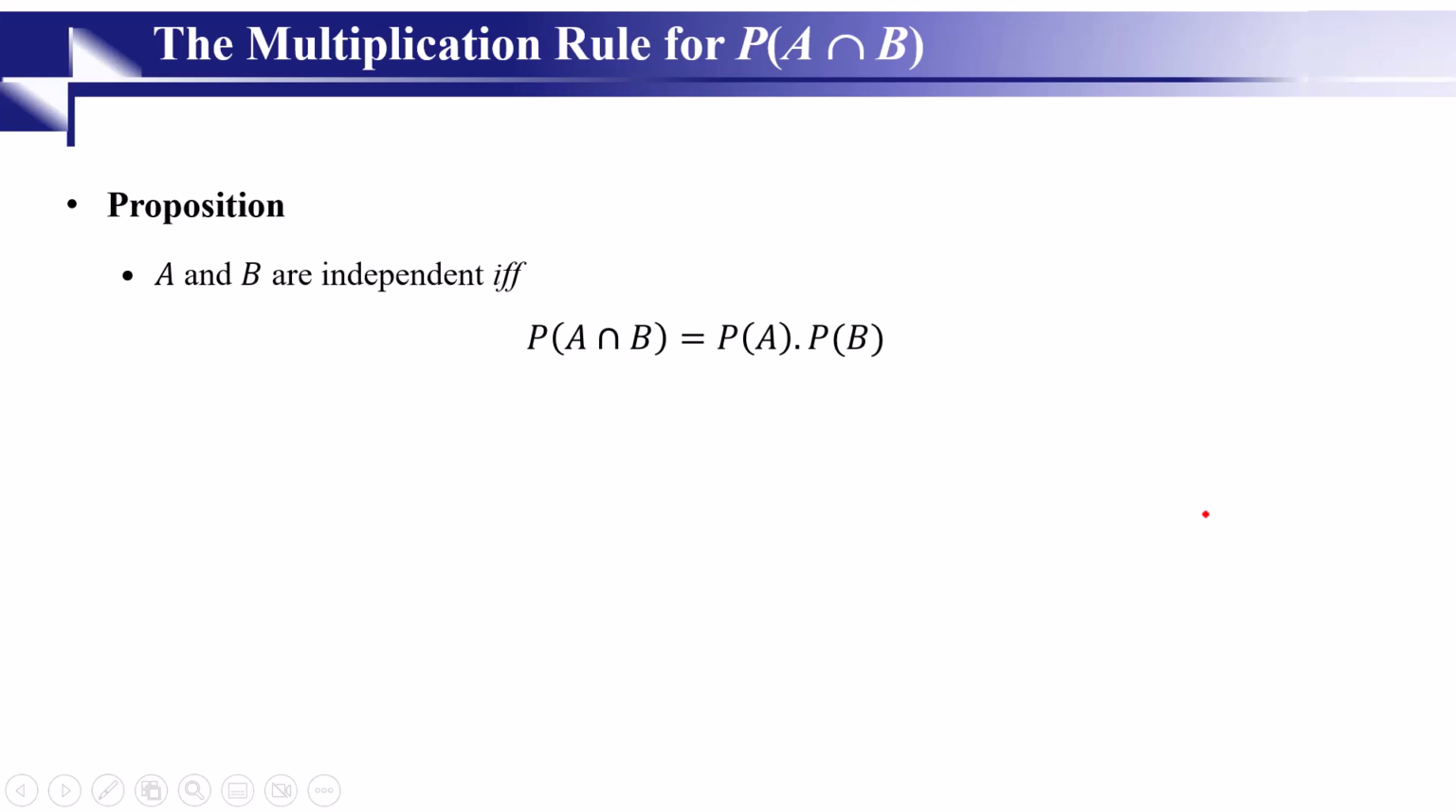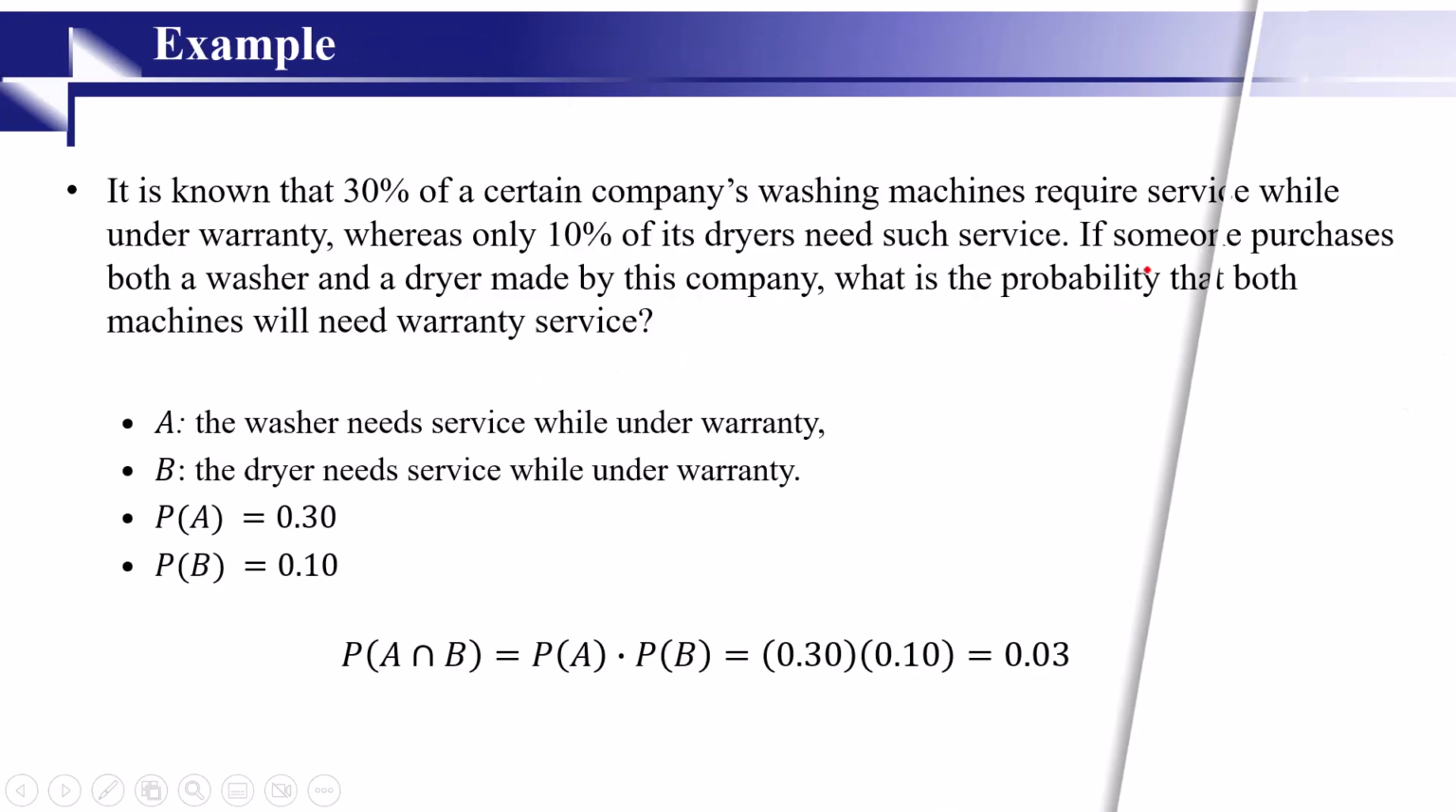For independent events, the multiplication rule gets even simpler. If A and B are independent, right, then probability of A cap B is just equal to probability of A multiply probability of B. No conditional stuff here. This proposition is key. It's both a definition and a test for independence. So we say if A and B are independent, then probability of A and B is equal to probability of A multiply probability of B. Let's try it out with some example.